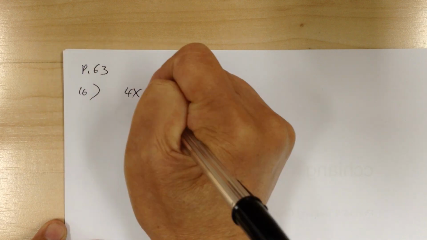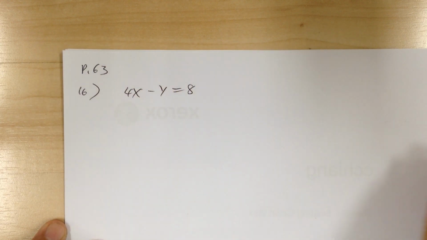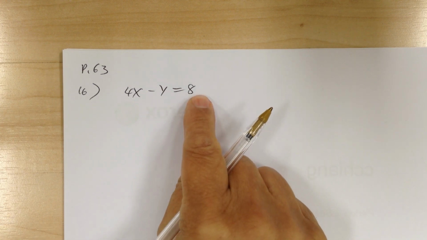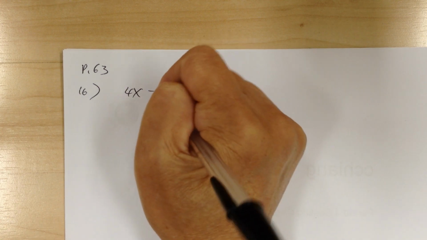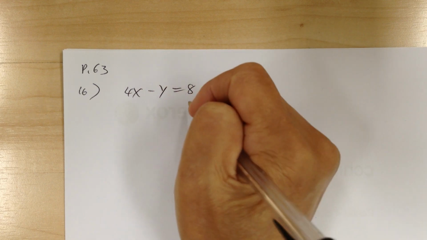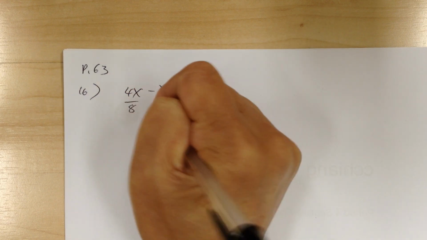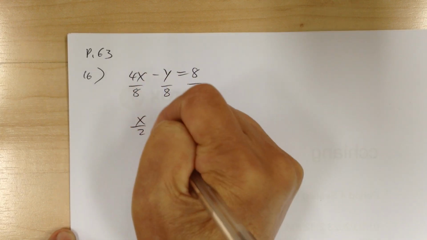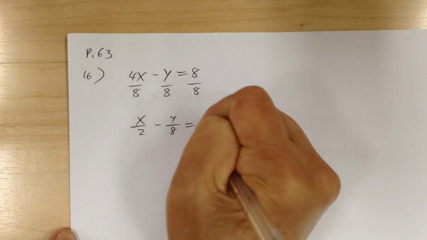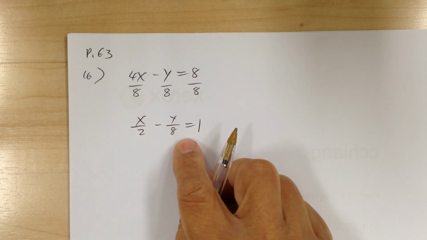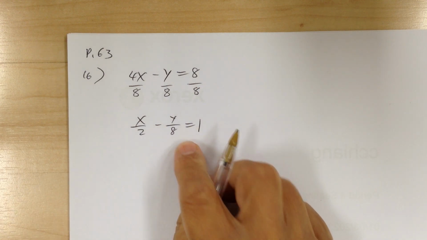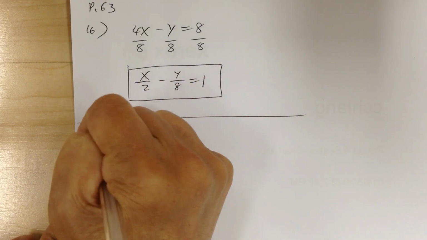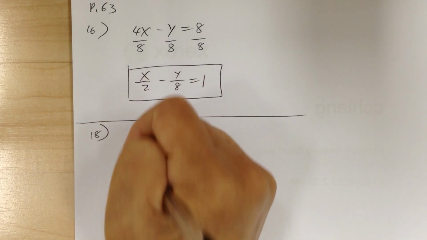So you got 4x minus y equal to 8, and you want to put it in intercept form. Intercept form means you want to make this equal to 1, right? So just divide by 8, because you want to make this equal to 1. That's your intercept form. So you got x over 2 minus y over 8 equal to 1. And this is your intercept form.